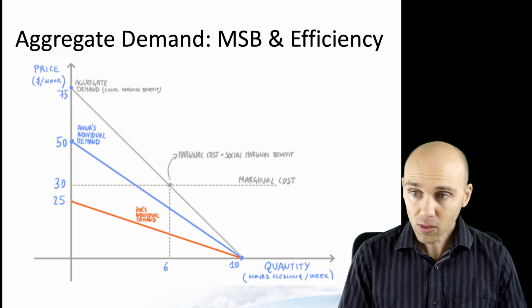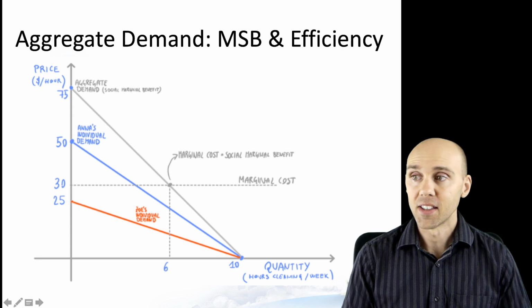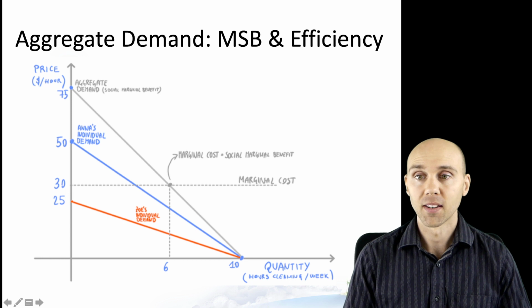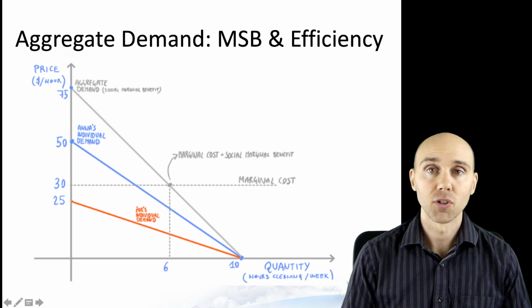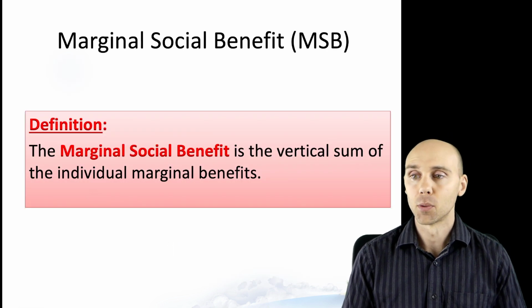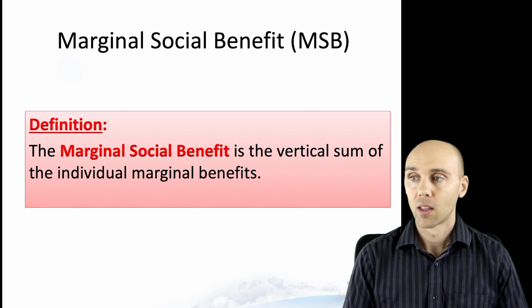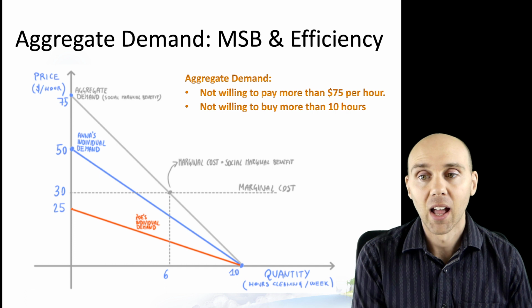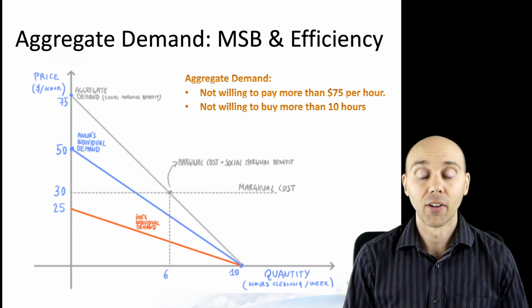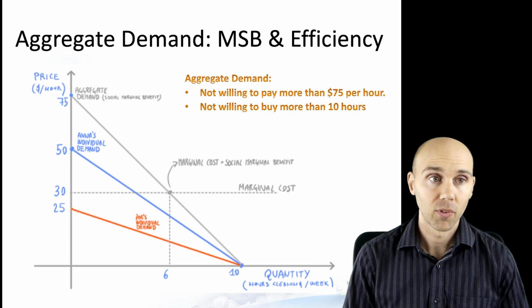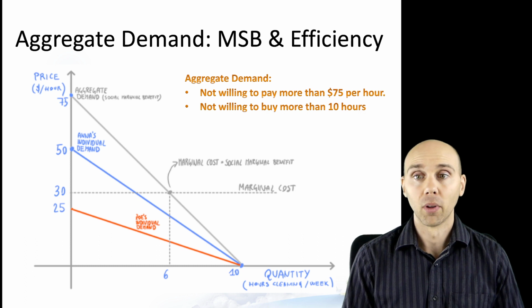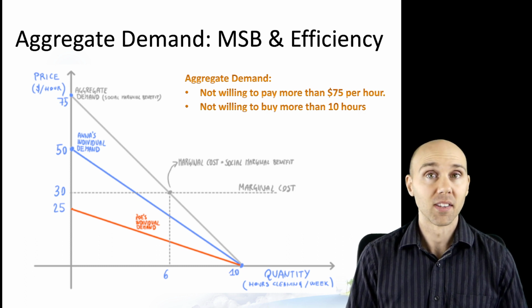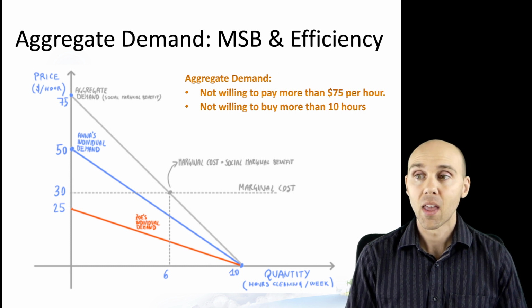That is, take this example here: we've got Anna's individual demand, we've got Zoe's individual demand, and the aggregate demand, the grey line, is the vertical sum. So the marginal social benefit is the vertical sum of these individual marginal benefits. And we can see that Anna has larger individual demand, so she seems to value the cleaning more. For a given amount of hours, she values it more. In total, they're willing to pay not more together than $75 per hour for an hour of cleaning, and they're not willing to buy more than 10 hours in total.